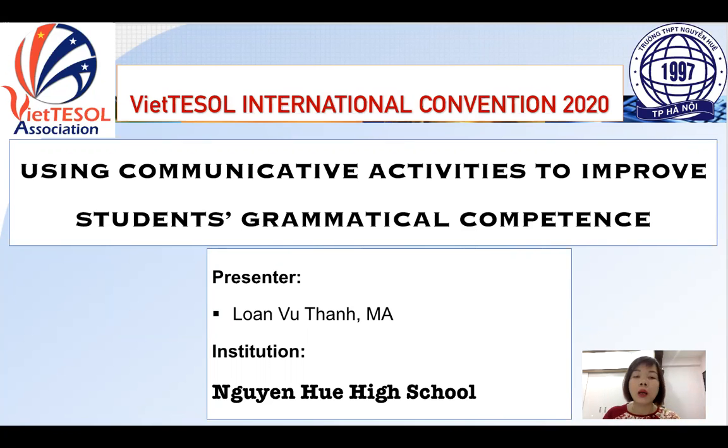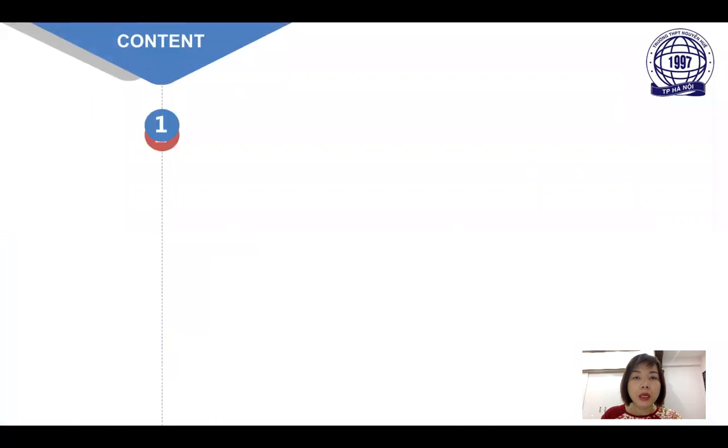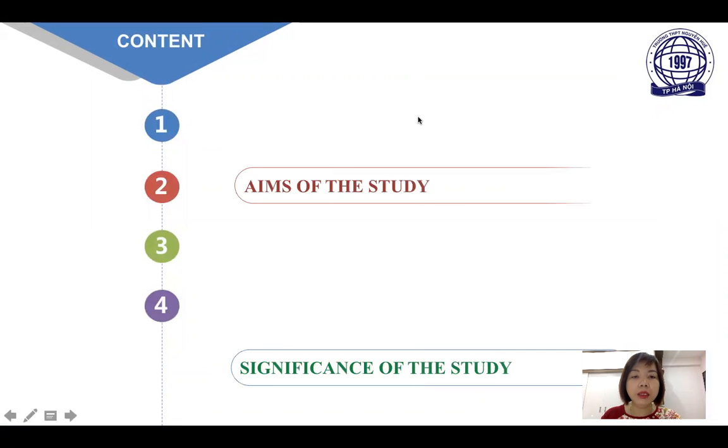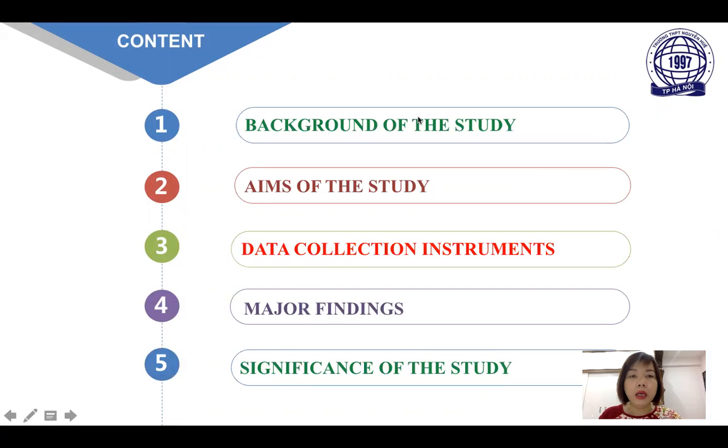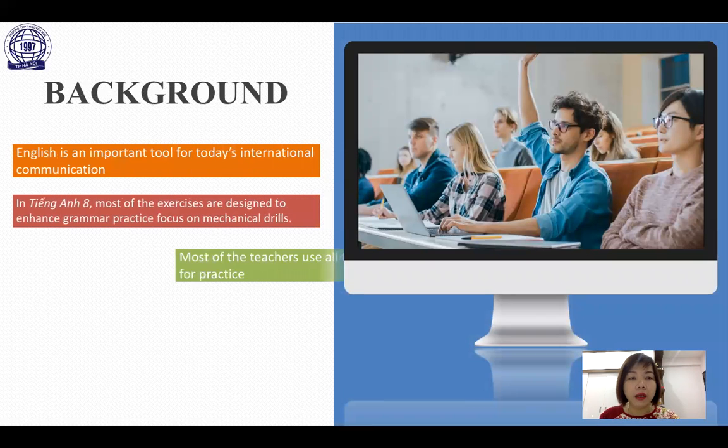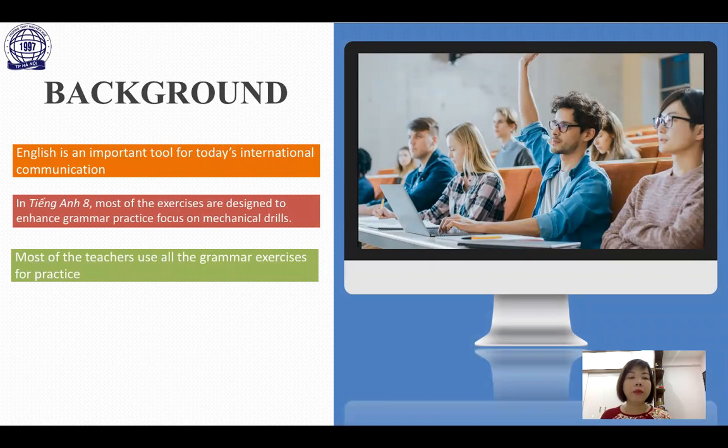Okay, well, today in my presentation, I will show you some main content. Firstly is background of my study. Next is aims of the study and data collection instruments, major findings, and last one is significance of the study.